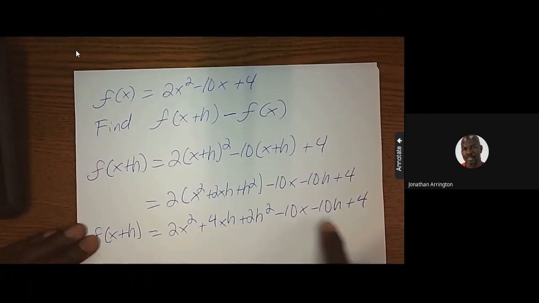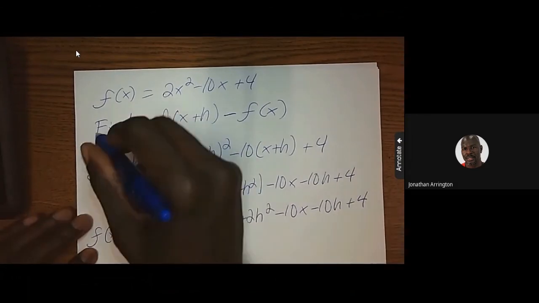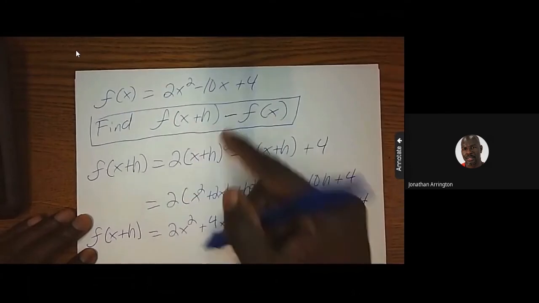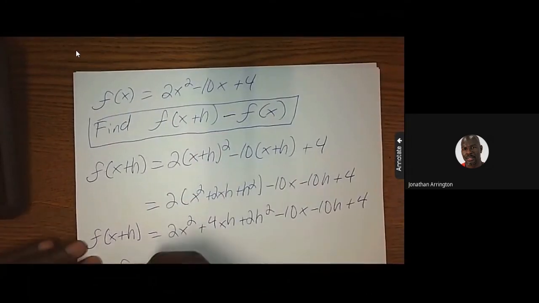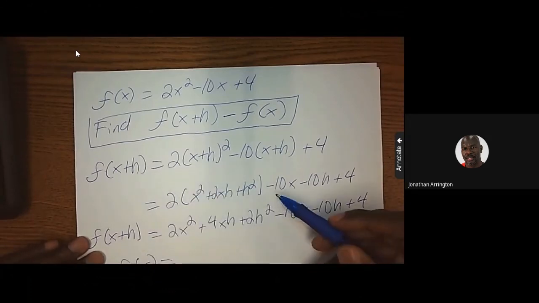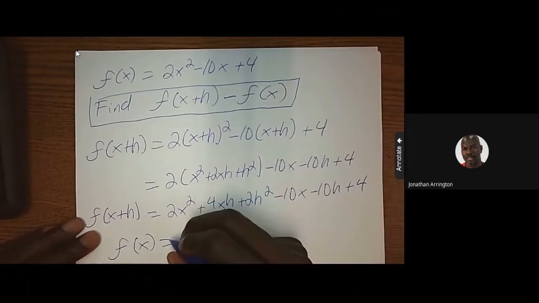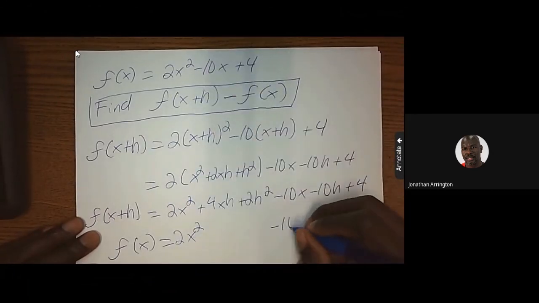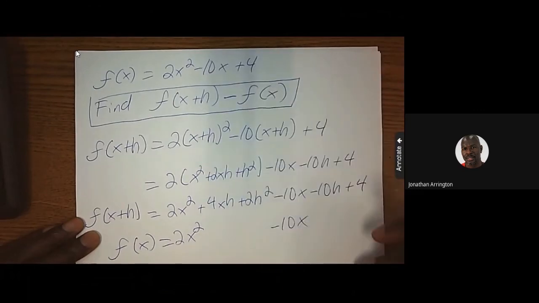So I found f of x plus h, but the problem is asking me to do f of x plus h minus f of x. So what I'm going to do is write f of x under here, and put like terms underneath each other. So f of x is 2x squared. I'll put it right here. Minus 10x, I'll put the minus 10x right here. Plus 4, I put the plus 4 right here.